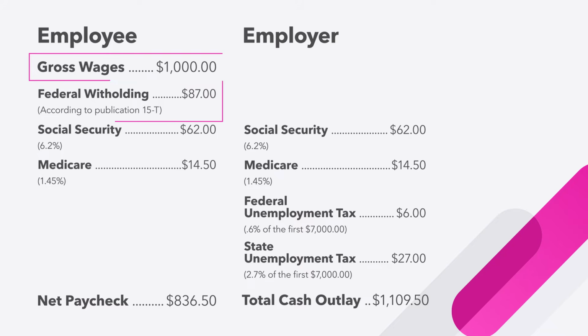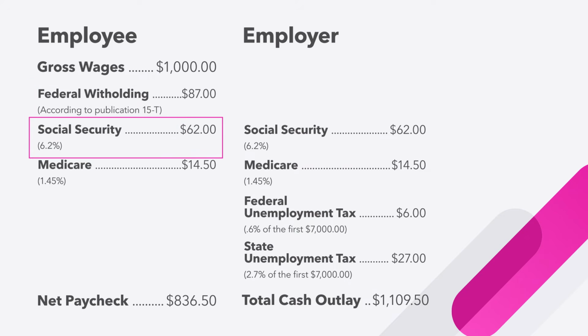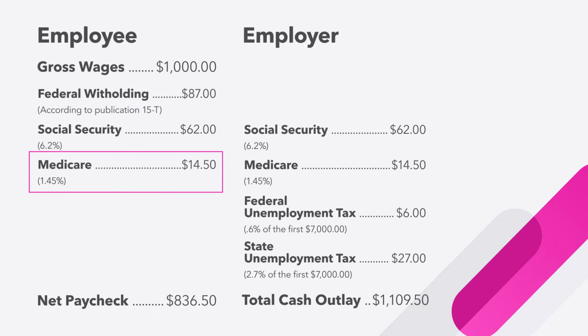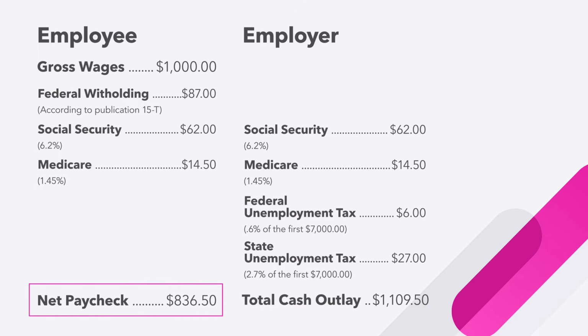In the federal withholding tax table, according to publication 15T, his federal withholding would be $87. Then you can have Social Security tax for $62, which is 6.2% of the gross wages. Then you will see Medicare, which is $14.50, which is 1.45% of the wages. And finally, a net paycheck of $836.50.